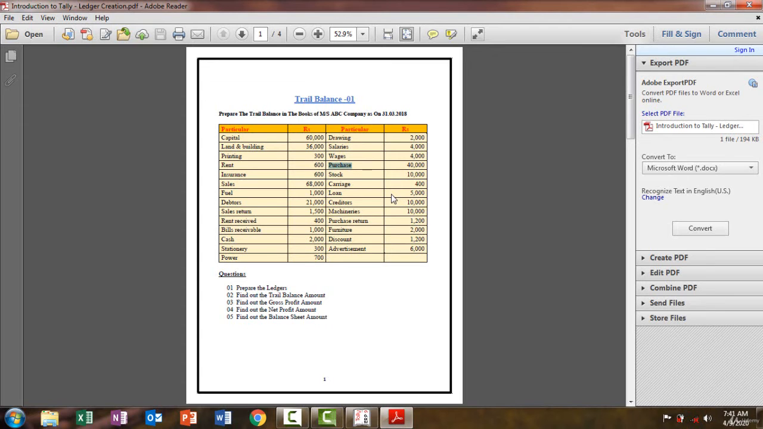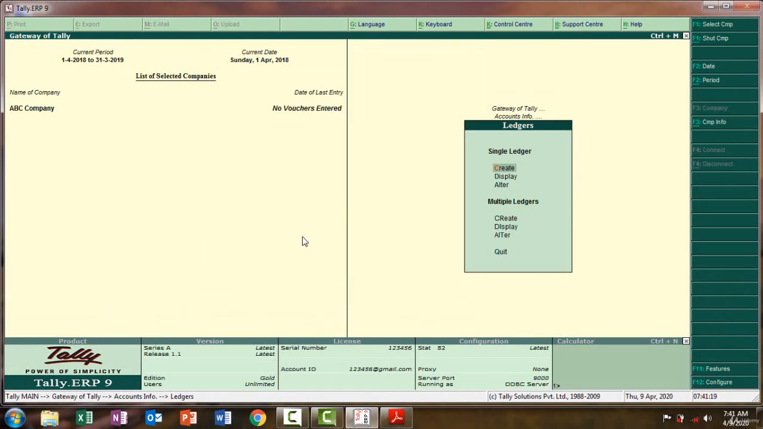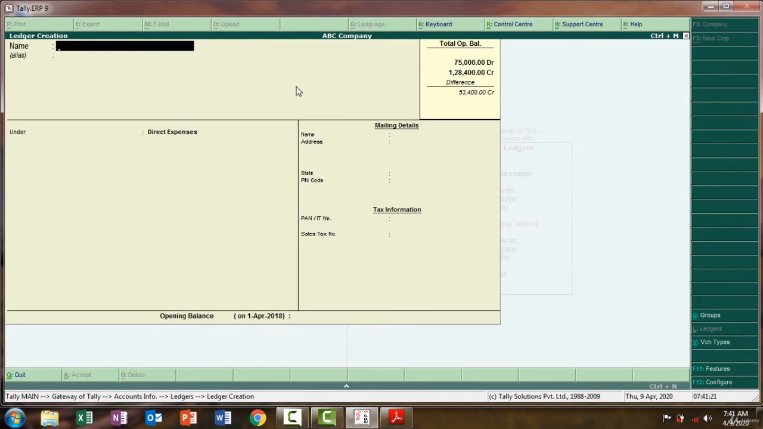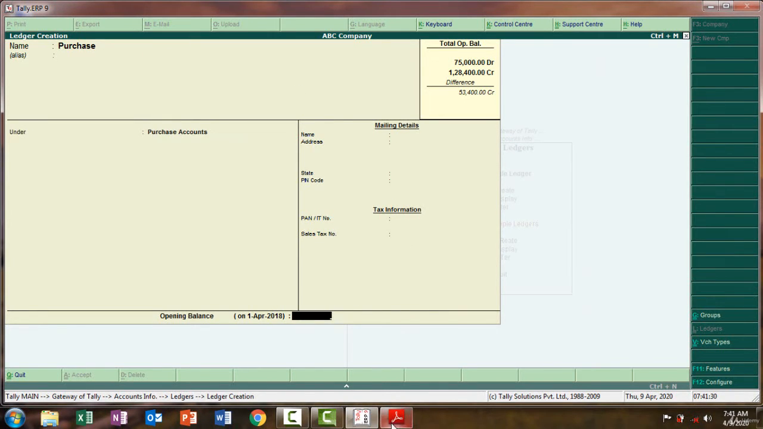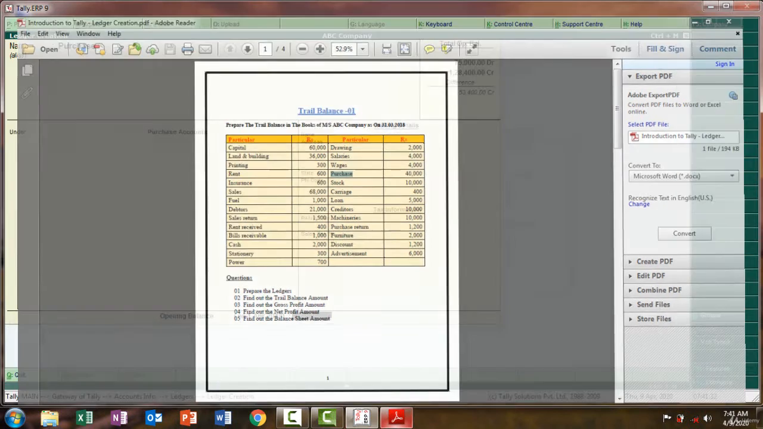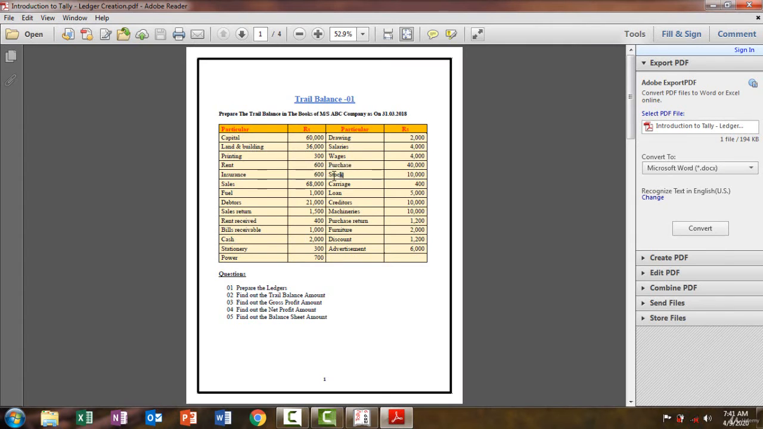Okay, the next one is purchase. It's expenses. Also we have to choose the purchase account. Purchase account, I type P. Okay, purchase account will appear. So the amount is 40,000 debit.